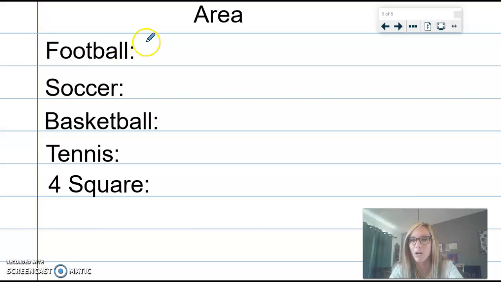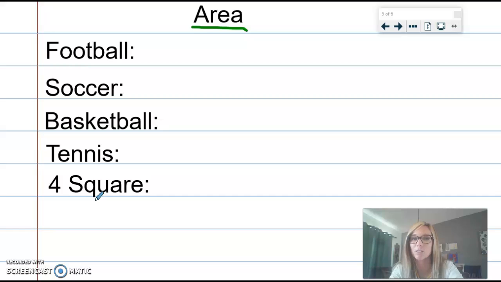Okay, so you need right now a notebook. And I bet you're going to want to pause it here after I get done talking, because in your notebook at the top, I want you to write area. Okay, and then I want you, yes, you can do this. You can write out these 5 words. I want you to write football and then have 2 dots here to be ready to have your answer here once you find the area of the football field. Then I want you to write soccer, basketball, tennis, and Foursquare. Okay, so when I get done talking here, hit the pause button so you can write all these different sporting places down.